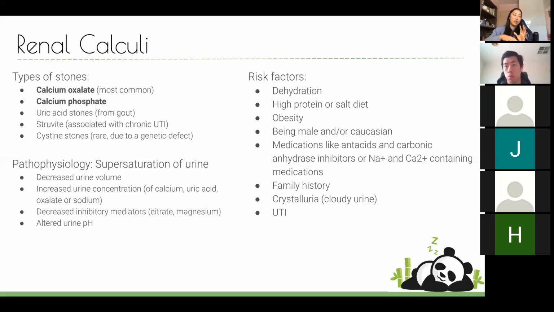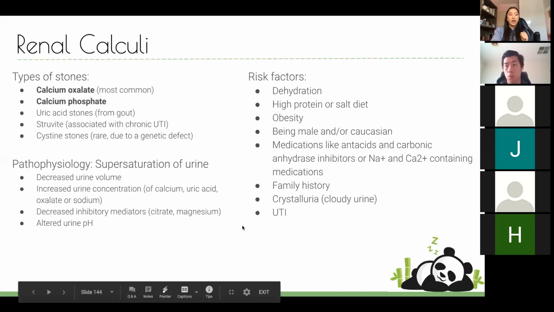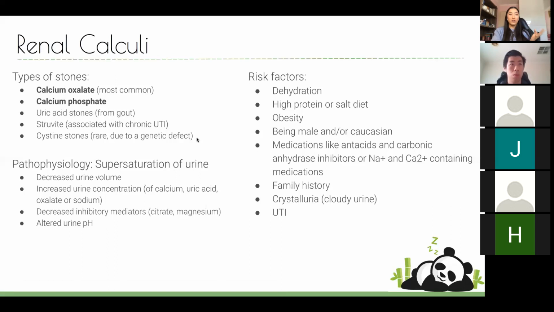Uric acid stones have their own risk factors because gout is its own category, and that's where you have the specific dietary things, which again, you don't have to worry too much about this year. It's more of a next year problem. But if you can remember dehydration, gout, UTI, that's really all you have to know in terms of causes.